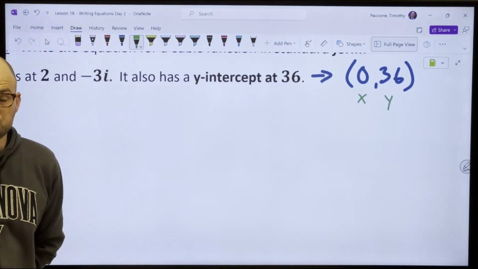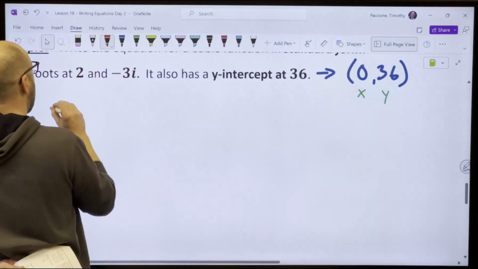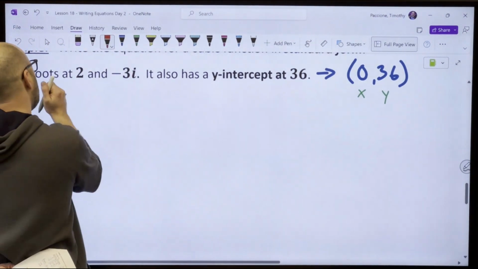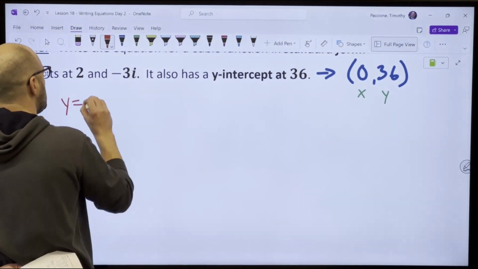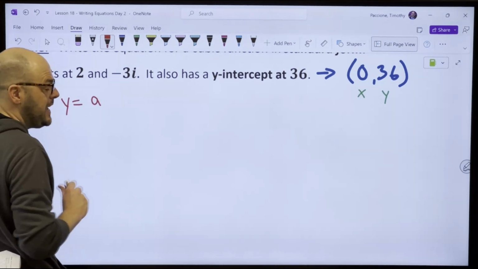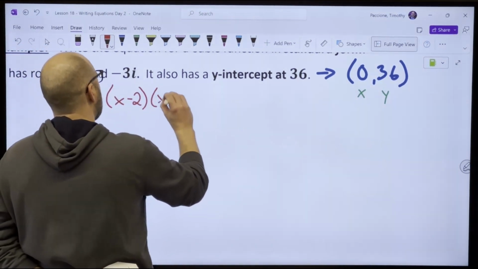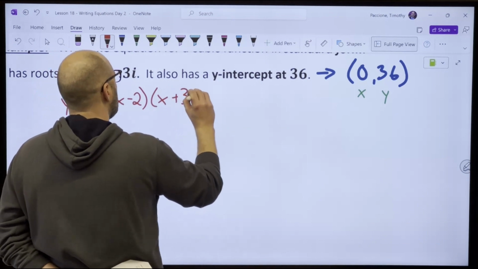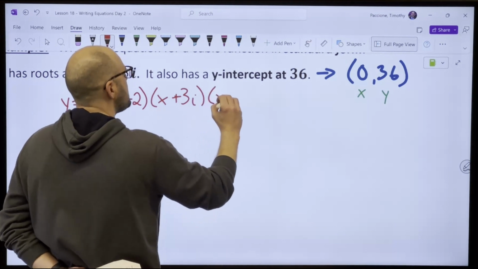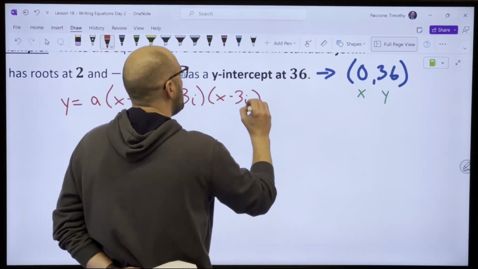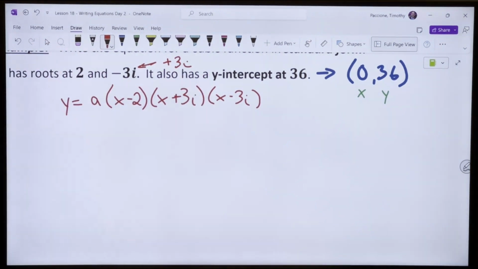Okay? Then we set up our equation with our roots. We know we have f of x. Well, actually, I'm going to go y, since we're going to be plugging in for y. y equals a, don't know what a is, so I'm going to leave it there, (x minus 2)(x plus 3i), and what else? (x minus 3i), right? Because we know plus 3i and minus 3i go together.